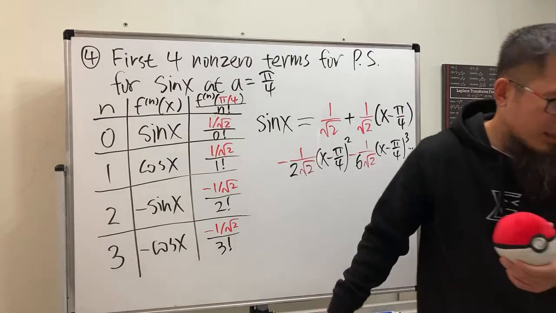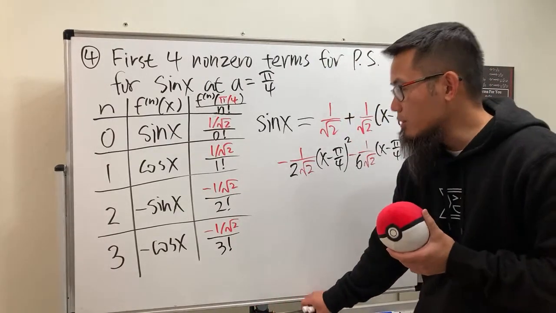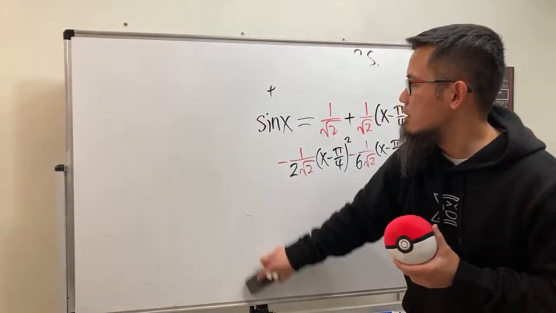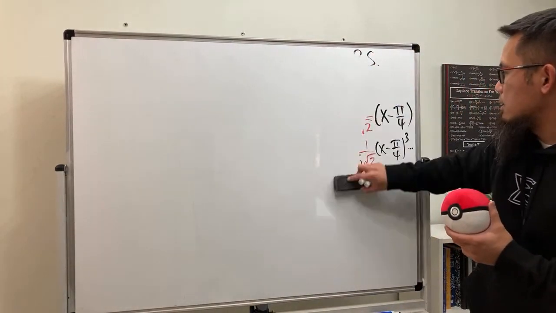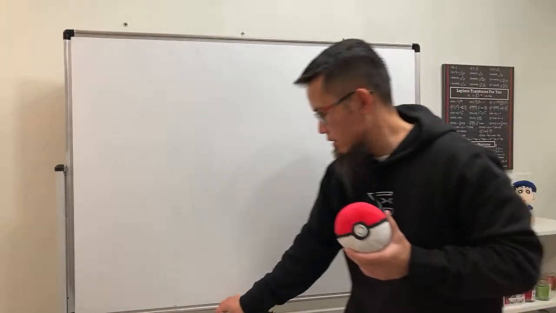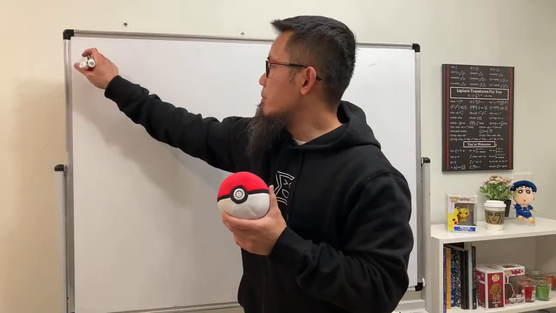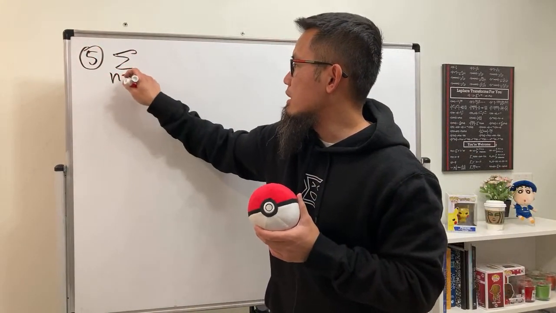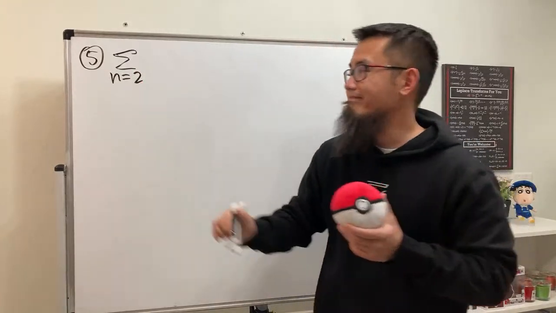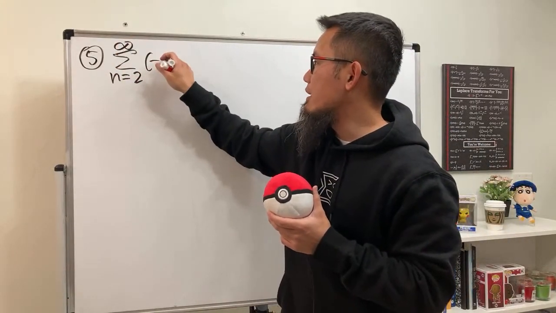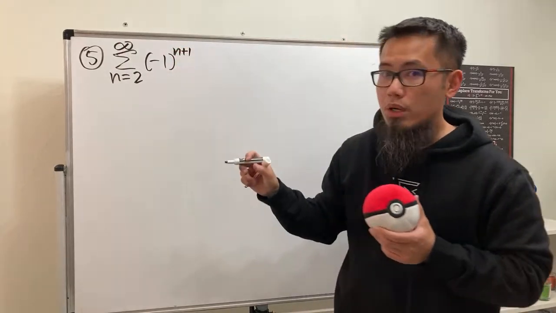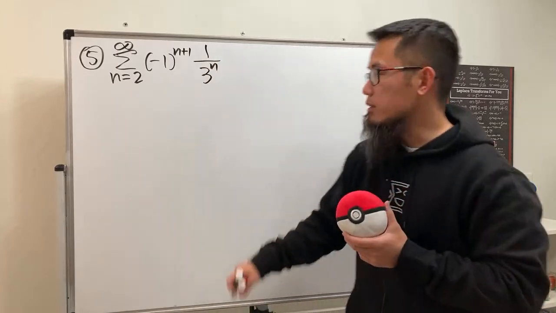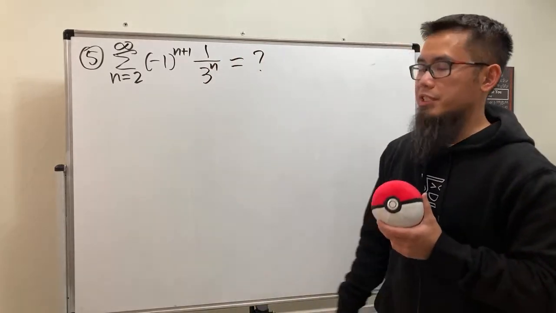Right? So this is just a typical computation question. And now let's move on to number 5. For number 5, we have another computation question. We are going to do the series as n goes from 2 to infinity of negative 1 raised to the n plus 1 power, times 1 over 3 to the n. And we're trying to figure out what's the value of this series.